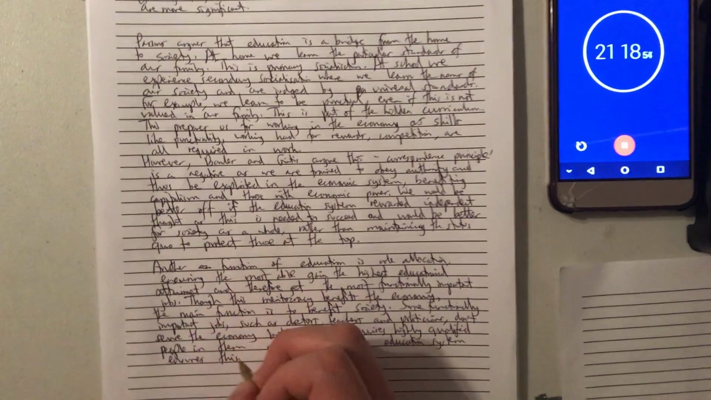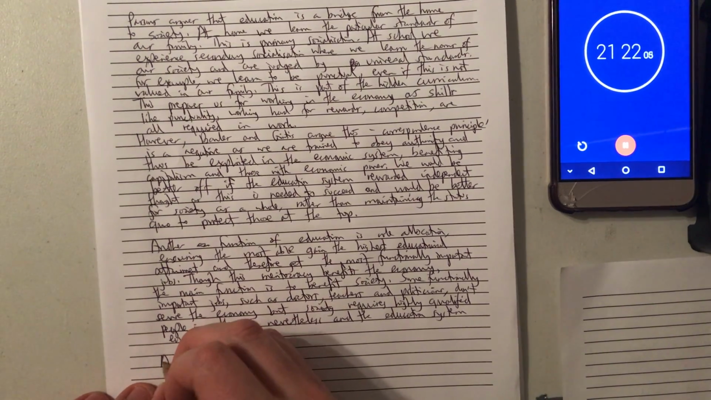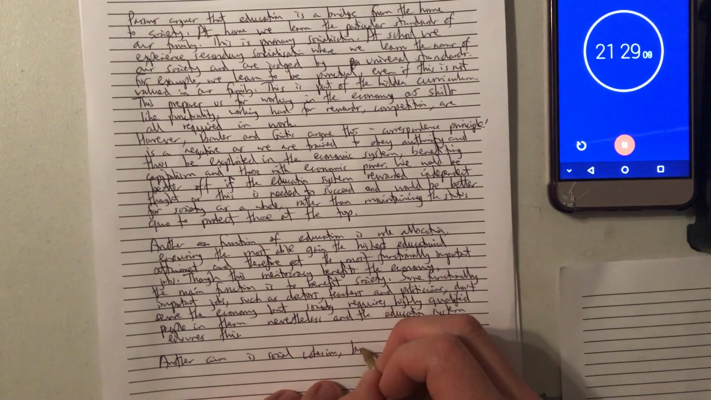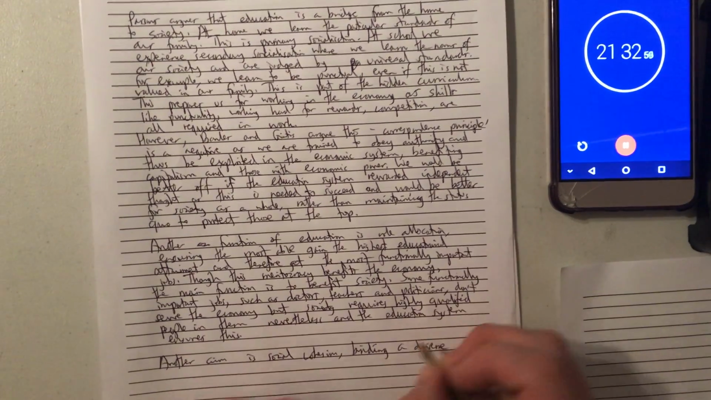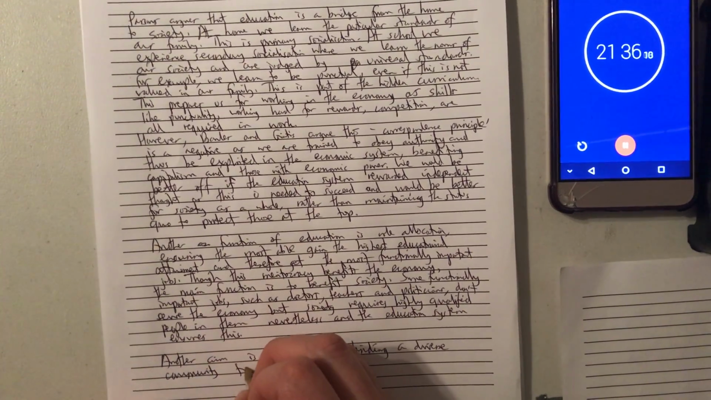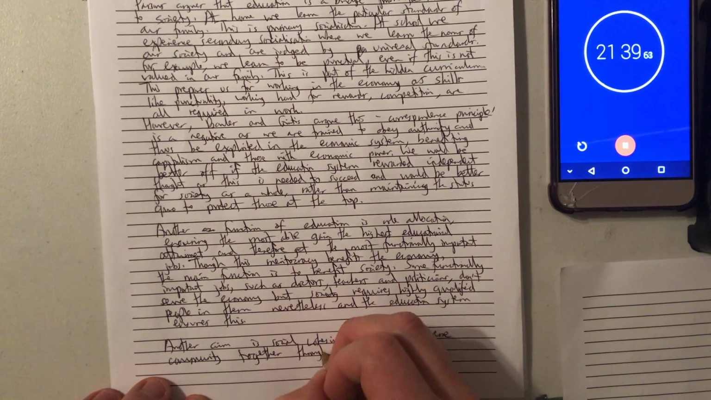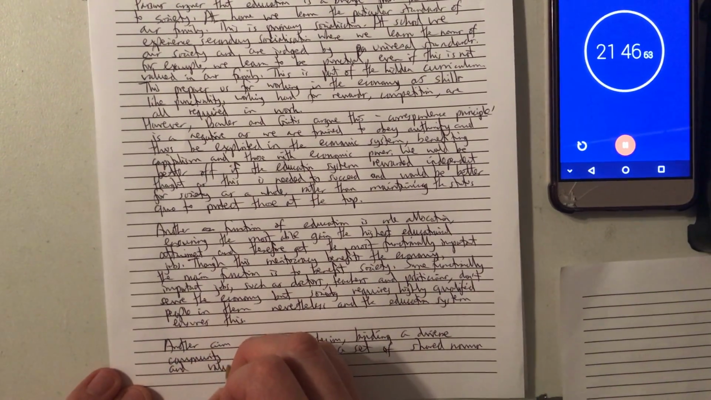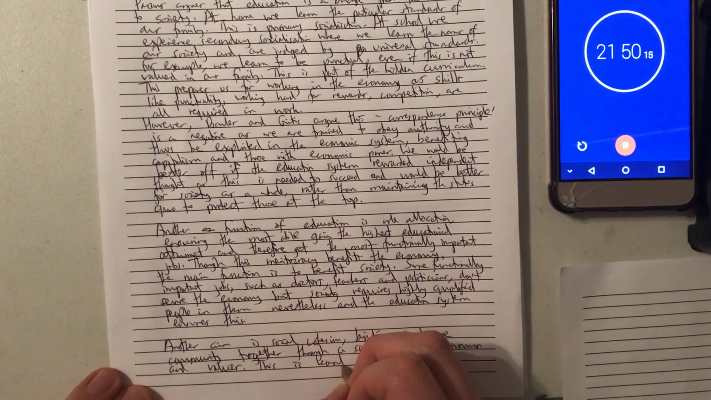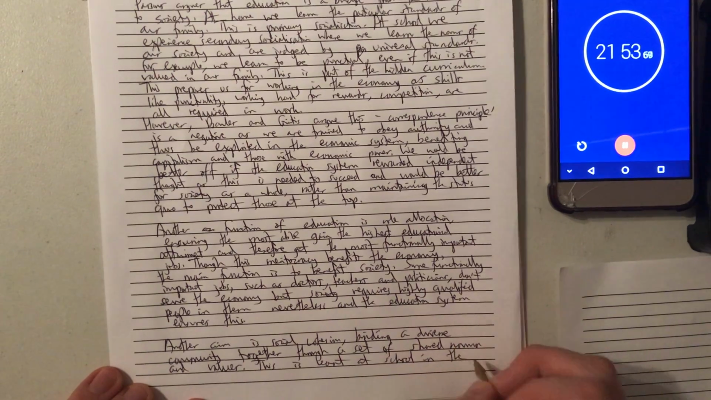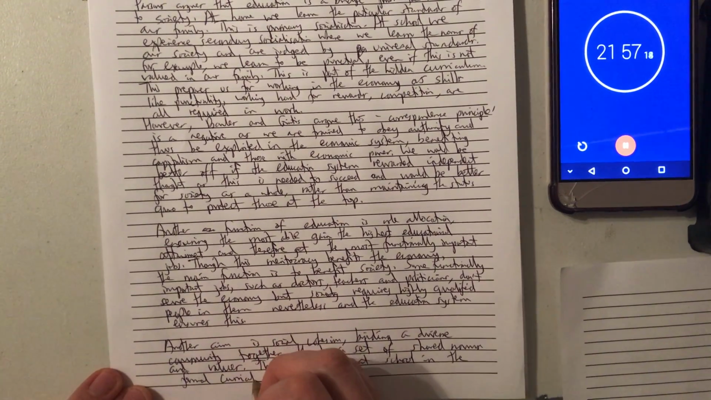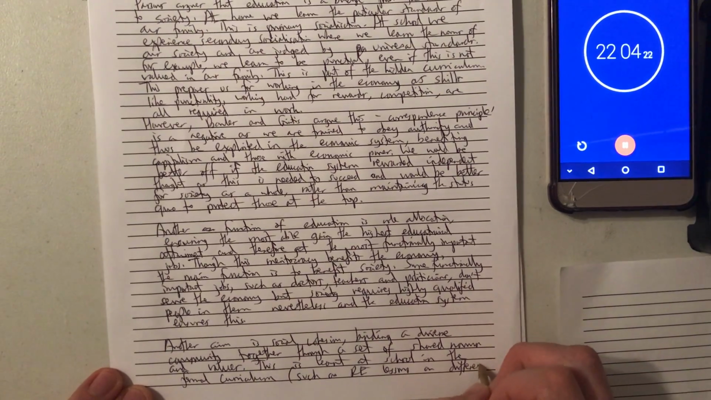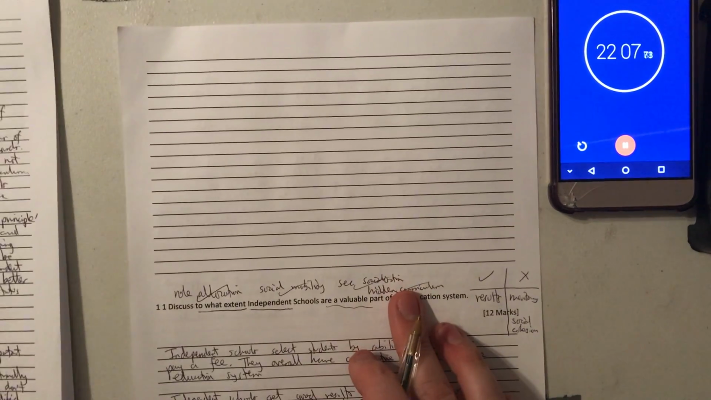I'm running out of time, but I'm going to try and make sure I still write about social cohesion. Onto my next page.